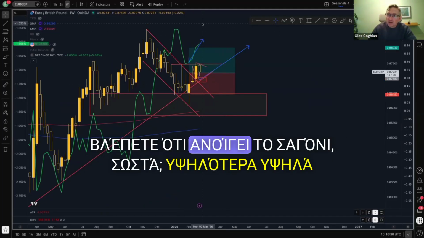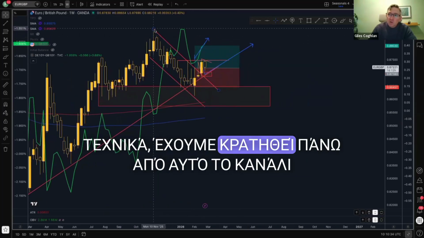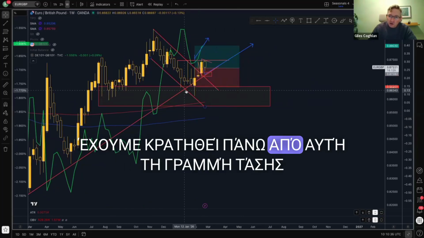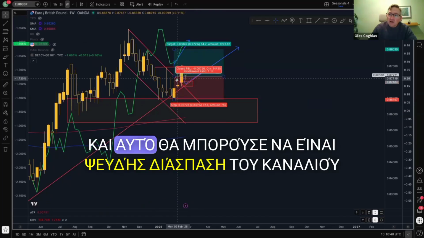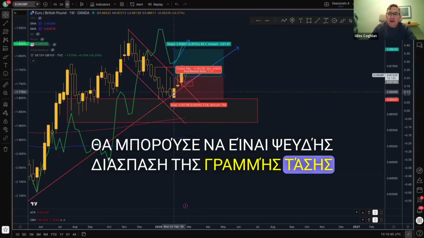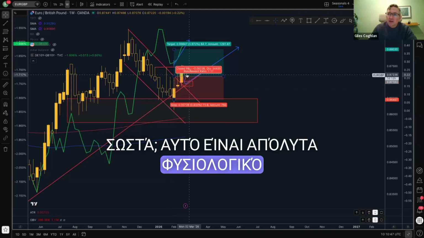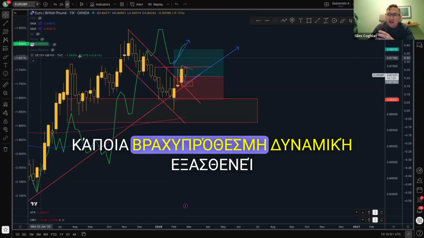So that's keeping that jaw. You see that jaws opening, right? Higher highs, higher lows, higher highs, higher lows. Technically, we've held above this channel. We've held above this trend line. So yes, we've got this little dip, and this could be a false break of the channel. It could be a false break of the trend line, right? That's absolutely legitimate. And I expect what Stephen is seeing, some short-term momentum is fading, right?